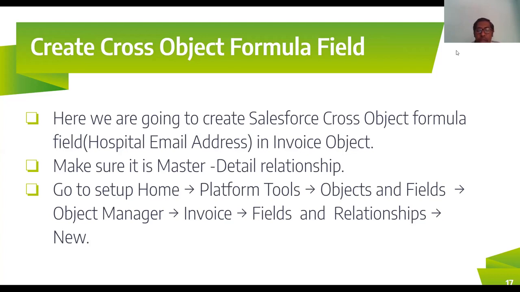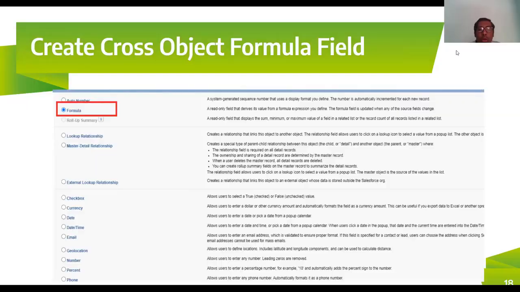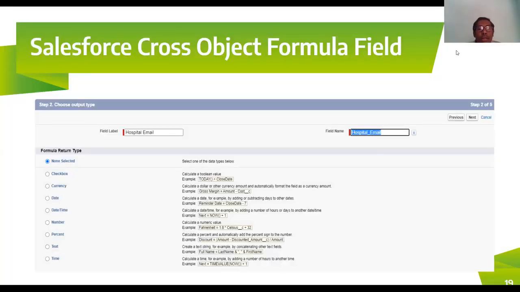Then you go to field relationship, click on new. After you click on new, you're going to select again for creating a cross object formula field. There is no separate data type here, but we are going to select the formula field again. After you select the formula field, you click on the next button, and here you're going to enter the field label, hospital email or something relevant to it.